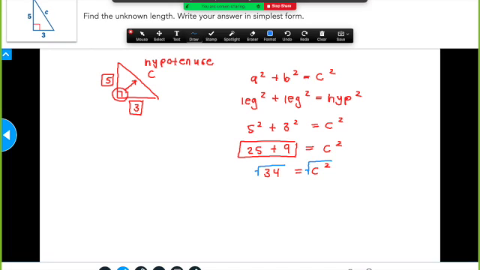When I do that, I get as my answer 5.83 and so on. And I'm just going to round it to the tenths place, so we get here as our answer 5.8 equaling c. I'm sorry, this was supposed to be just c. So that would be my final answer.